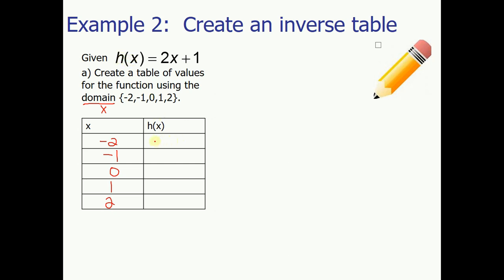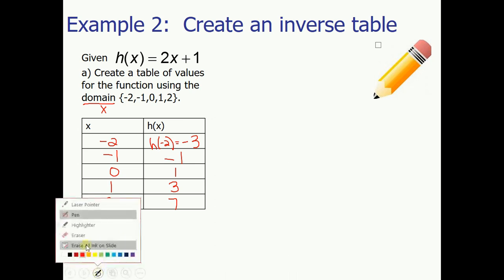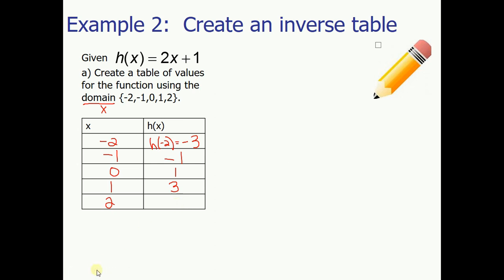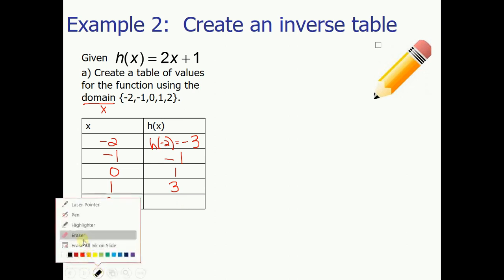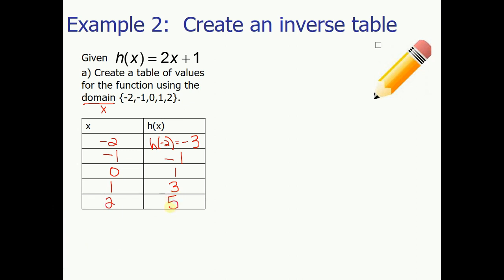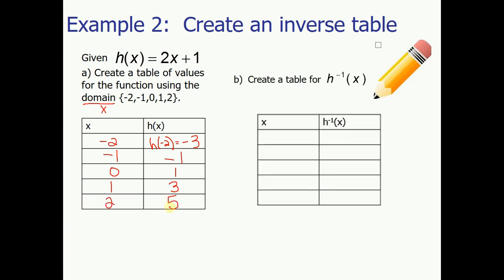So h of -2, so if I plug in -2, I'm going to get 2 times -2, which is -4, plus 1, -3. I get -1, 1, plug in a 1, I get 2 times 1, that's 2, 3, and then 7. Oh, no, hold on. That's 5. Can't math today.